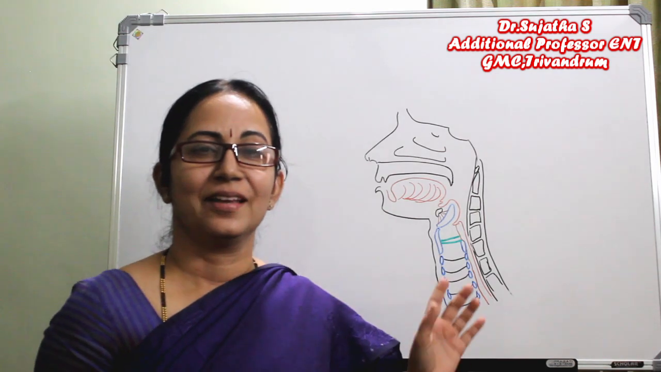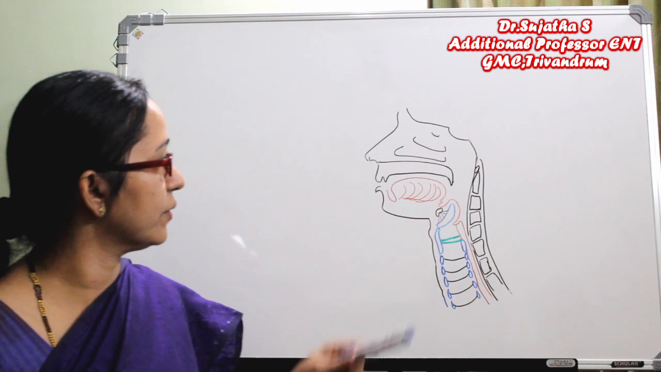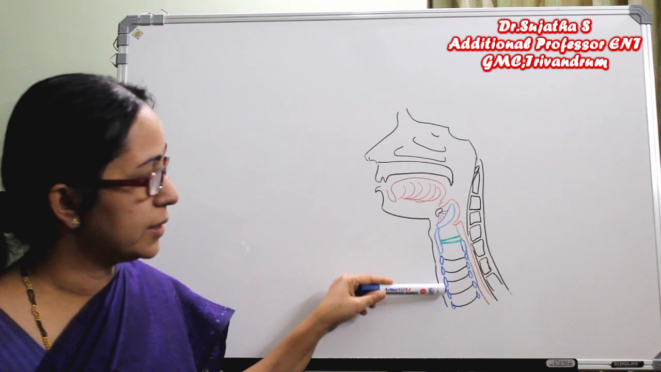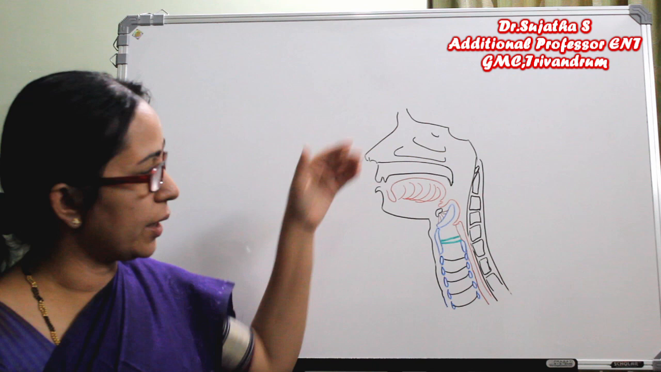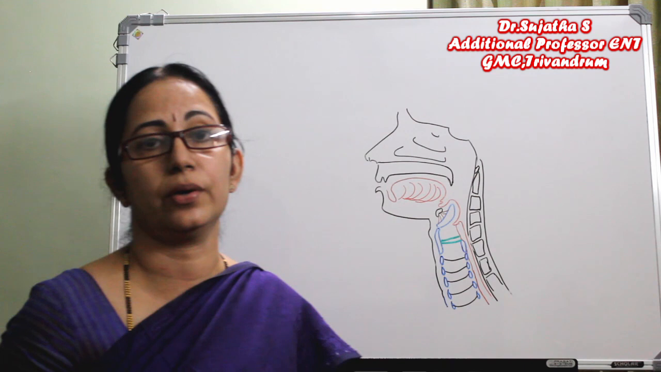This is a diagram showing the lateral cut or sagittal cut of the nose, nasopharynx and the neck. You can see the glottis and also the tracheal air column here. And if there is an obstruction at or above the level of the vocal cords, this green color, what will be the complaint of the patient?